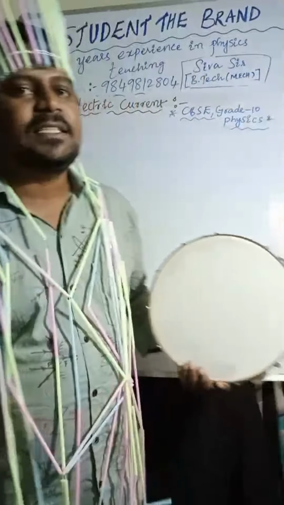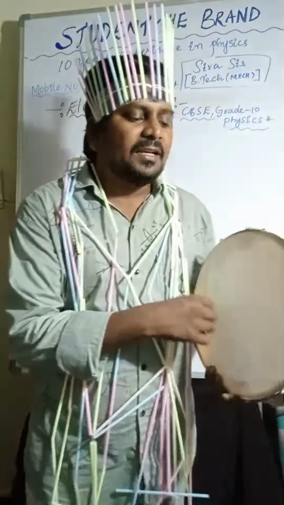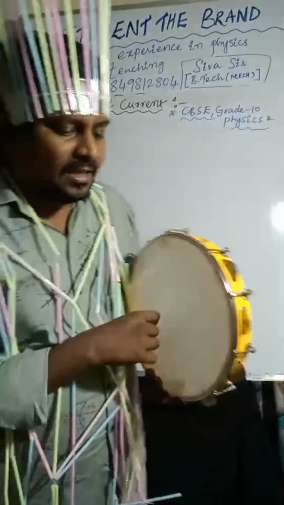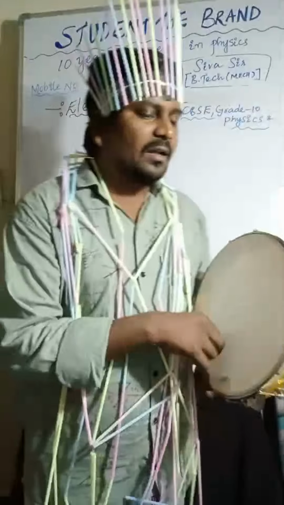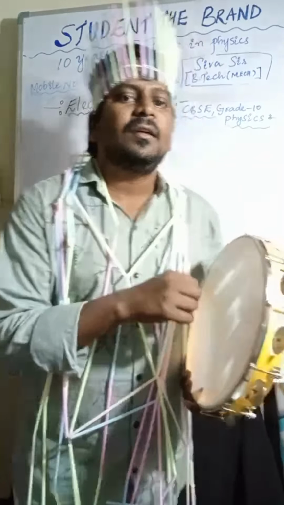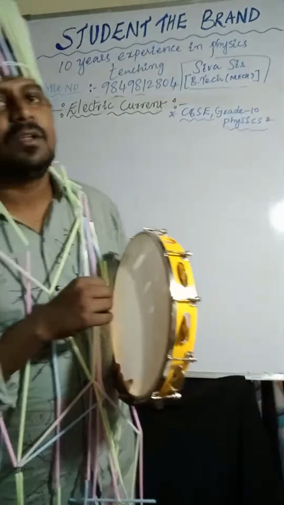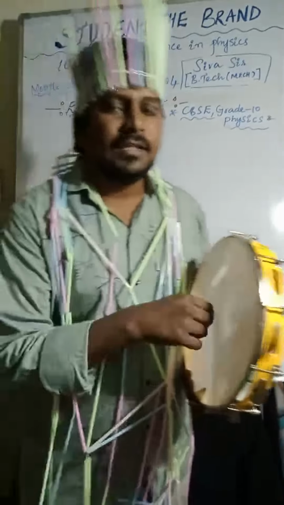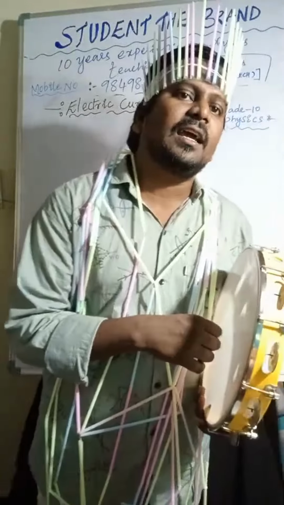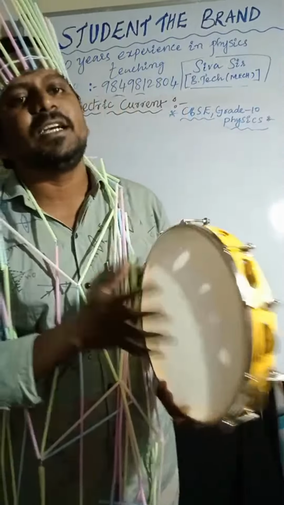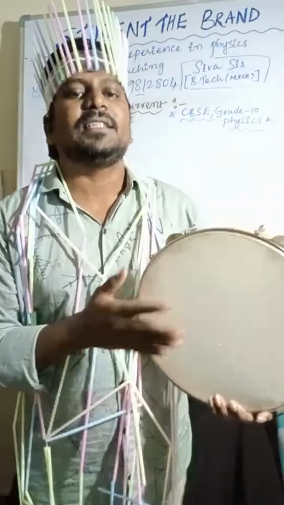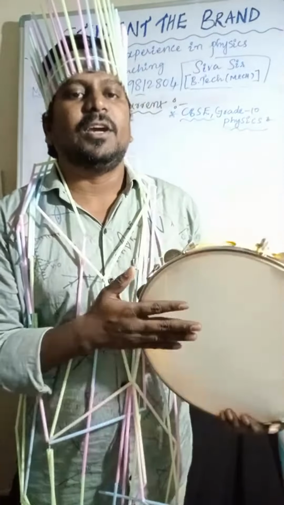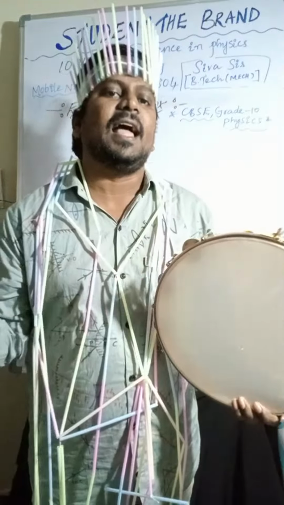New Cartesian sign convention. All distances are measured from the pole. Distances are positive along the incident rays. Distances are negative opposite to the incident rays. Distances are positive above the principal axis. Distances are negative below the principal axis.